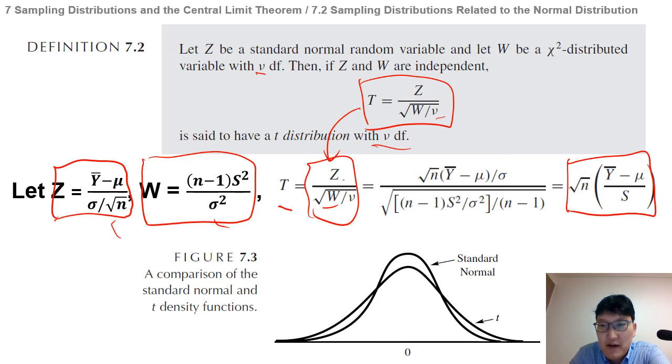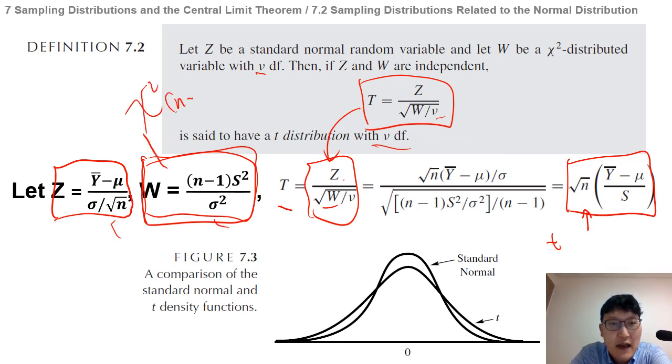So now you can answer that question. What is the distribution of this thing? The distribution of this thing is a t distribution with n minus 1 degrees of freedom. Because the W term here, from the previous theorem, we proved that this W term follows a chi-square distribution with n minus 1 degrees of freedom. So this thing follows a t distribution with n minus 1 degrees of freedom.